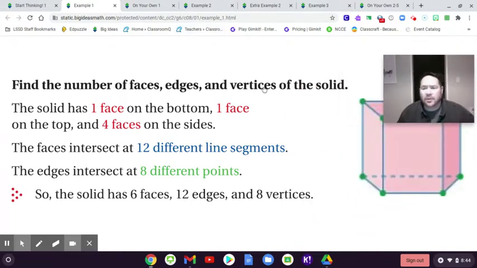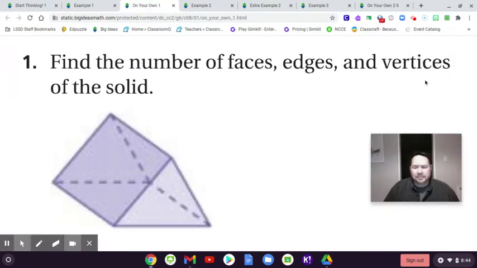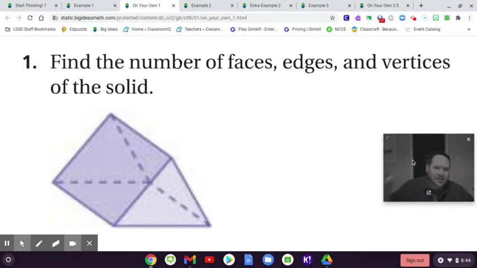Okay, this video is going way too long. I'm going to speed it up. You can always pause it if you need. So for this one right here, how many faces are there in this triangular prism? Okay, how many edges are there in this triangular prism? And how many vertices are in this triangular prism?